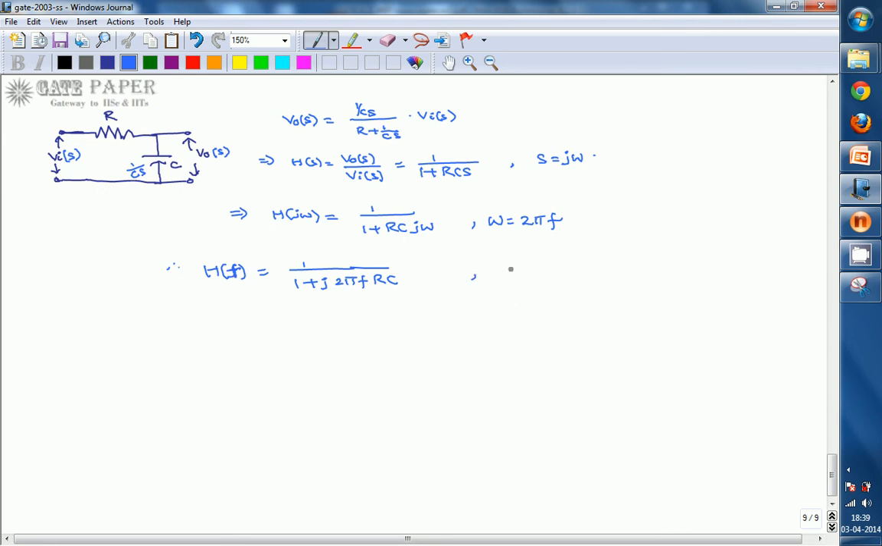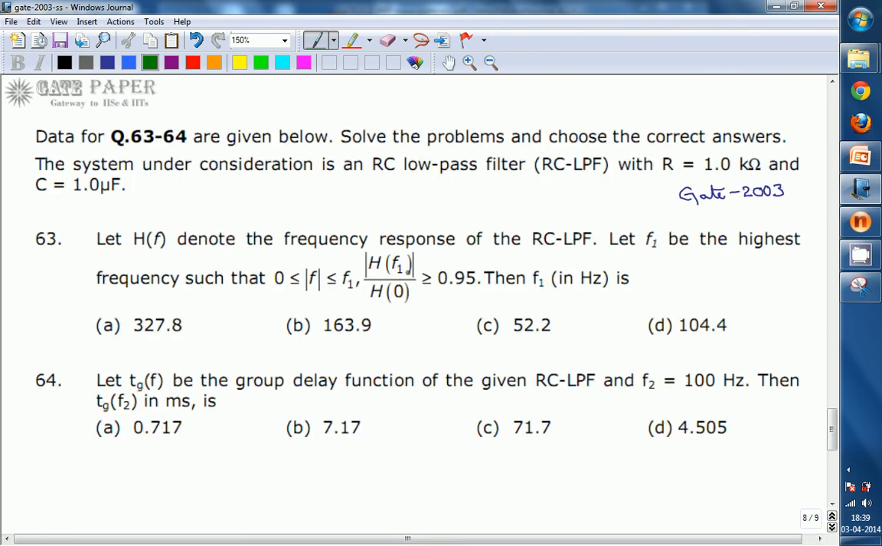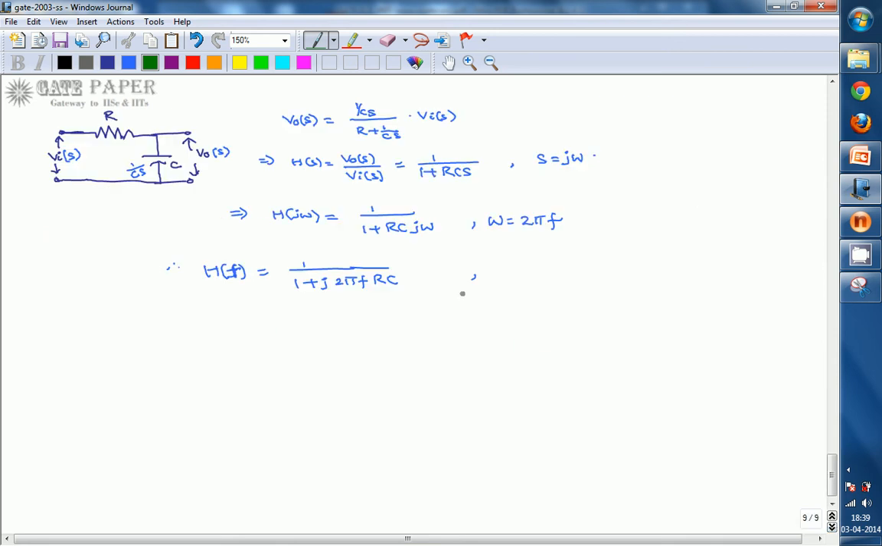Now, in the problem it was given that mod H of f1 divided by H of 0 is greater than or equal to 0.95. So we need to find mod H of f1 and H of 0. Find H of 0 first: H of 0 is obtained by placing f equals 0, and this becomes 1.